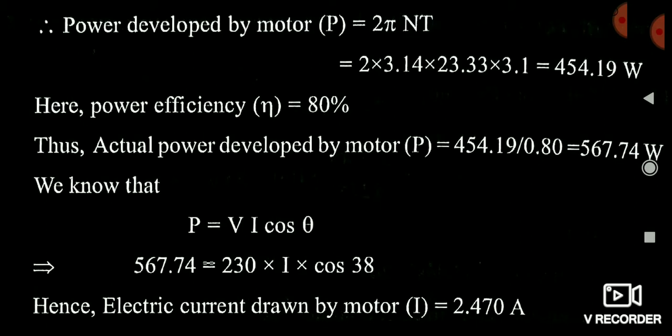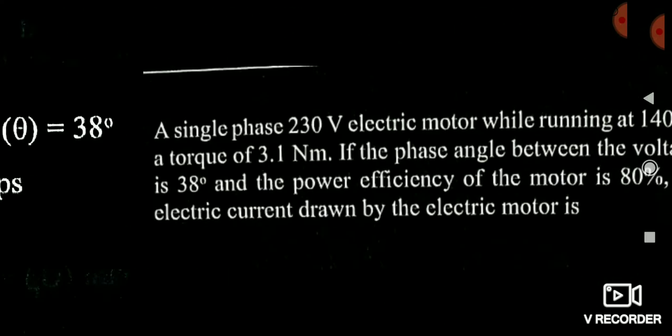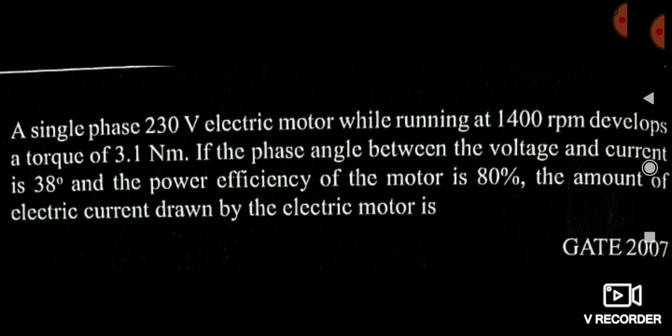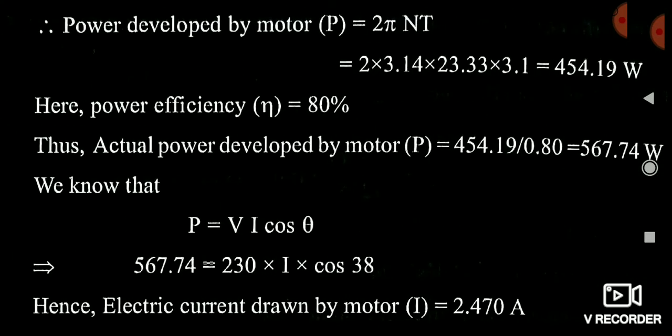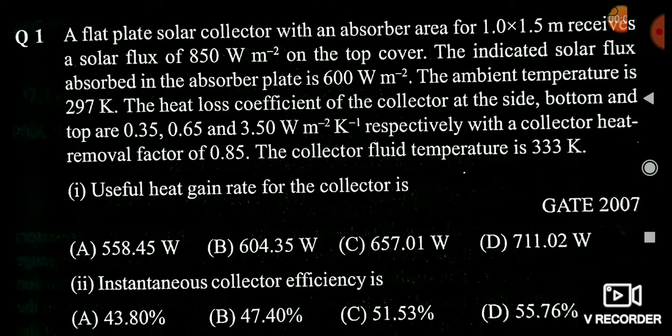After this friends, I have shown you in the previous slide that the power formula is V into I into cos theta. Friends, theta is the phase angle 38 degree, and V is the volt 230 volt, and I means current we have to calculate. We will put all these values, and we get the current, that is 2.470 ampere. Now friends, you see this question, and I think this is the last question of this topic.